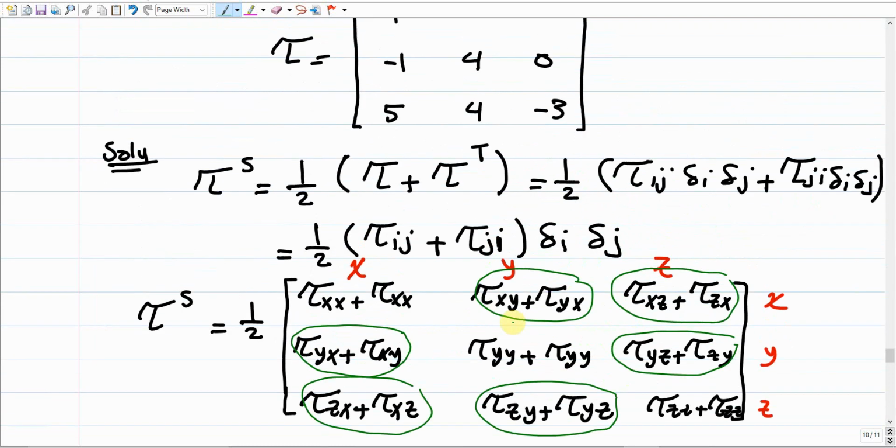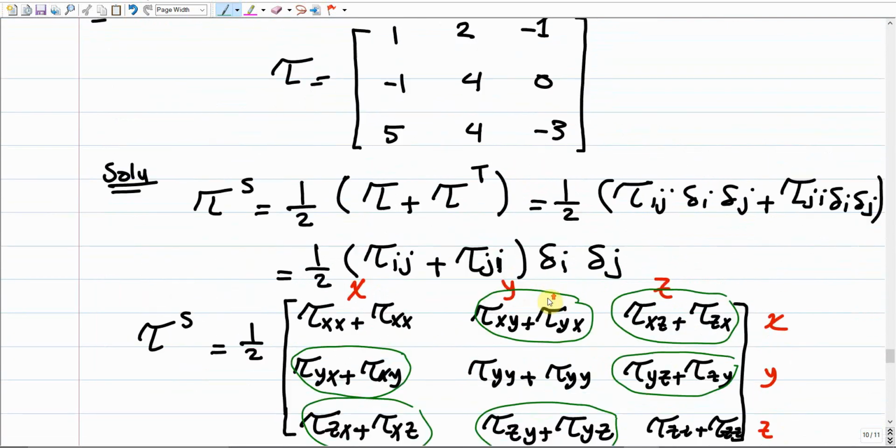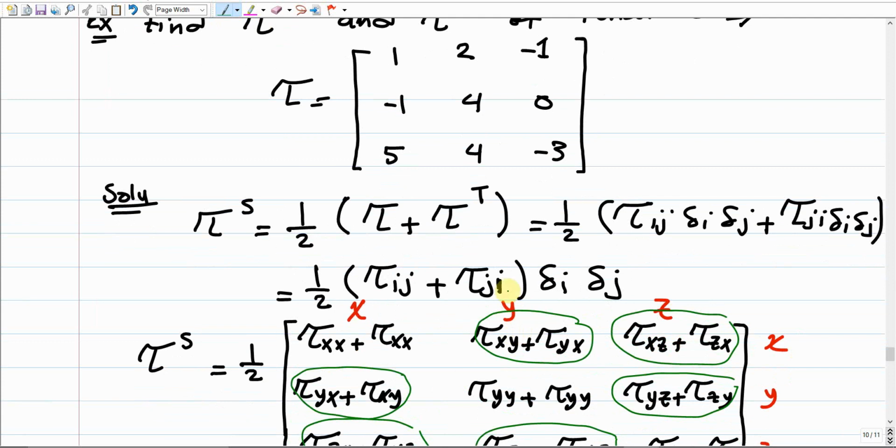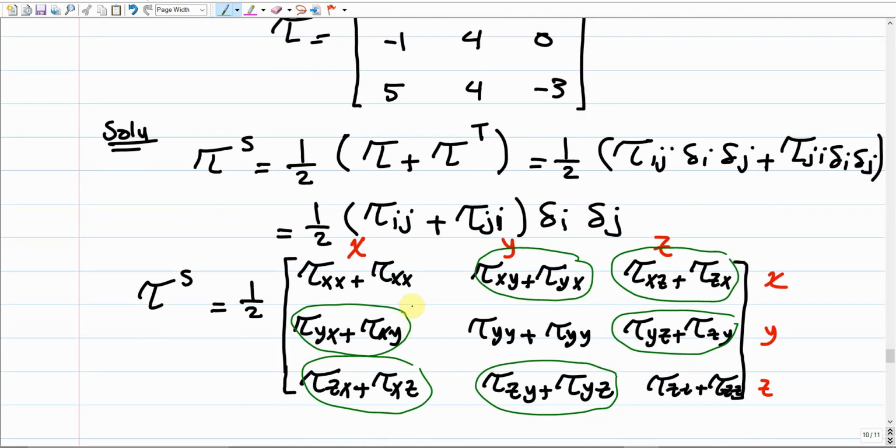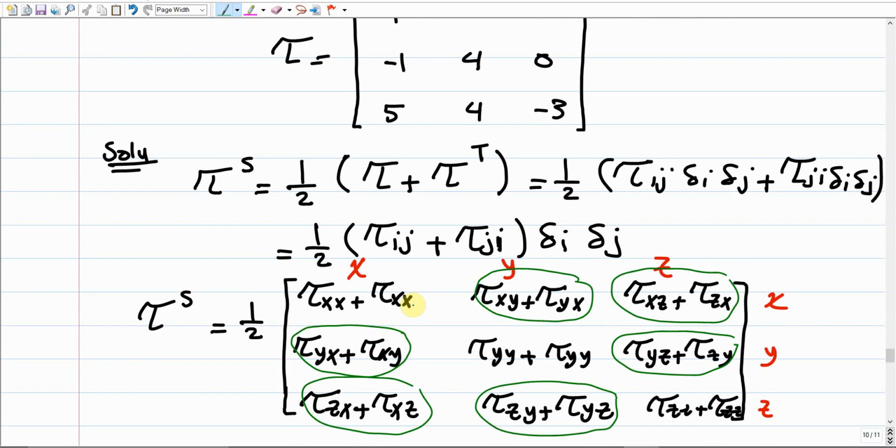So simply, to find these components, your objective is just to sum these different components. Like, for example, to find the tau xy plus tau yx, it means that we have to sum 2 plus -1, which is going to give us 1. So we're just going to add here 1 and 1. This is going to give us these two components automatically. You got my point?